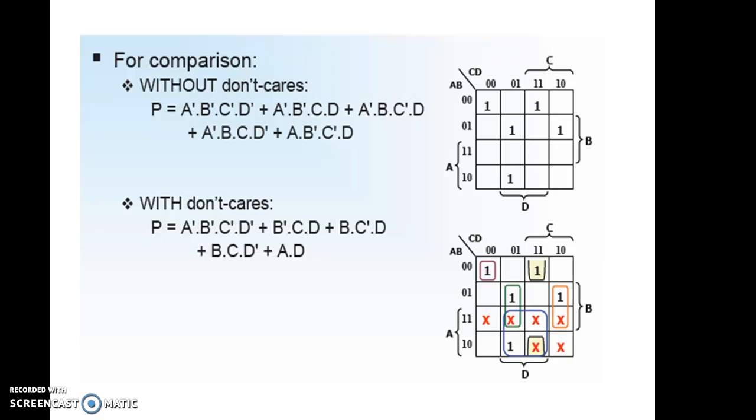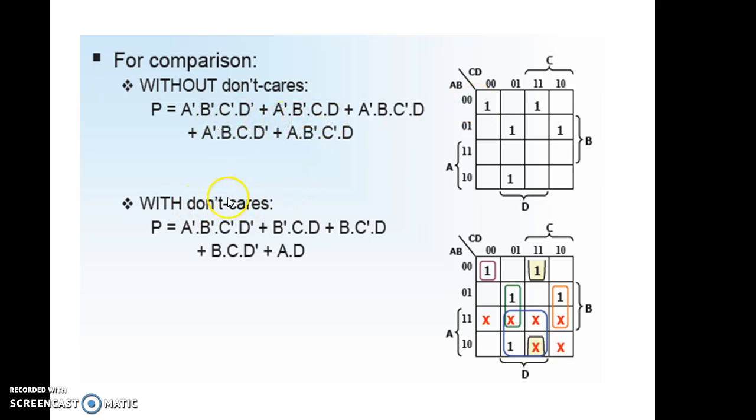Let's see this example for comparison. We consider the example with don't care and without don't care cases. First, without don't care conditions, the ones for the corresponding expression are placed in the K-map. We cannot group the ones into larger adjacent groups, so we take it as a one pair and one, and then write the expression.